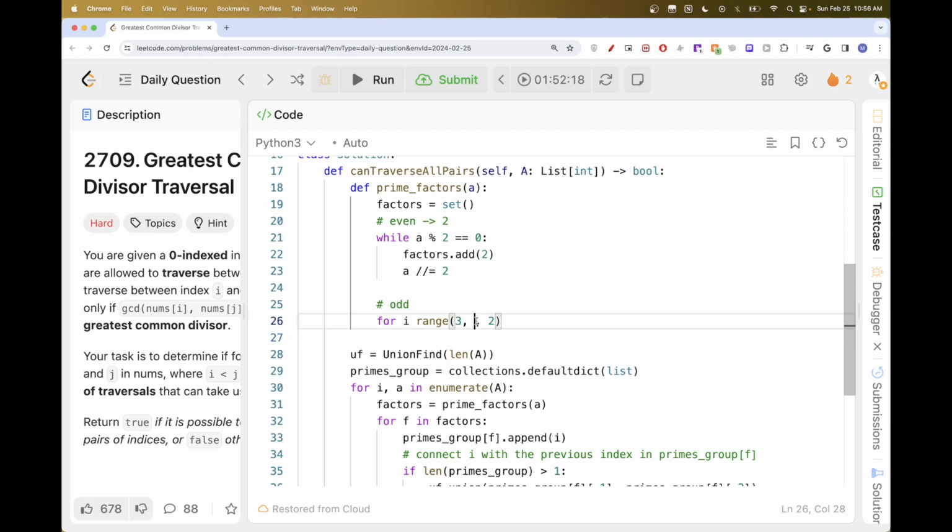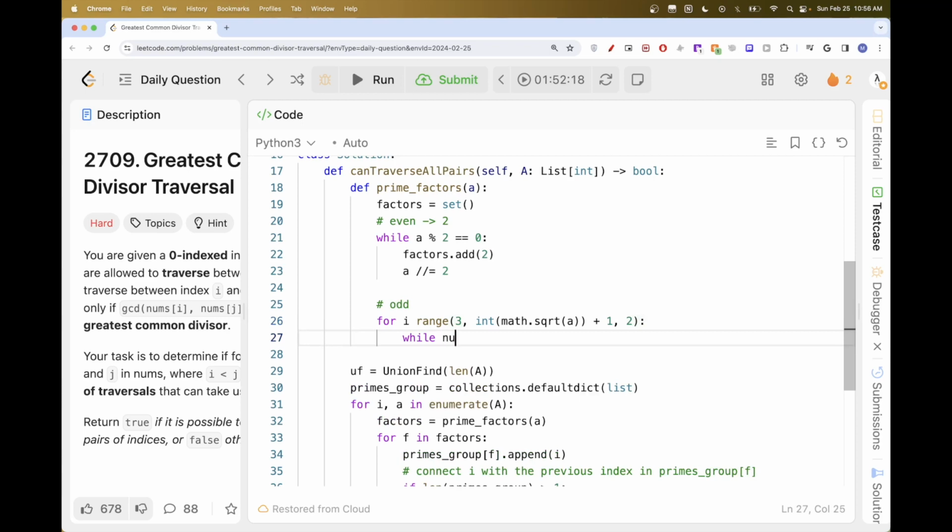But when do we stop here? Well, we should stop at the square root. Why? Because if you have any factor after the square root, then you for sure have a factor before the square root. Okay, so that's why we do this. So we do math square root of a, and let's convert it to int, and let's add 1 just in case we need to take the ceiling.